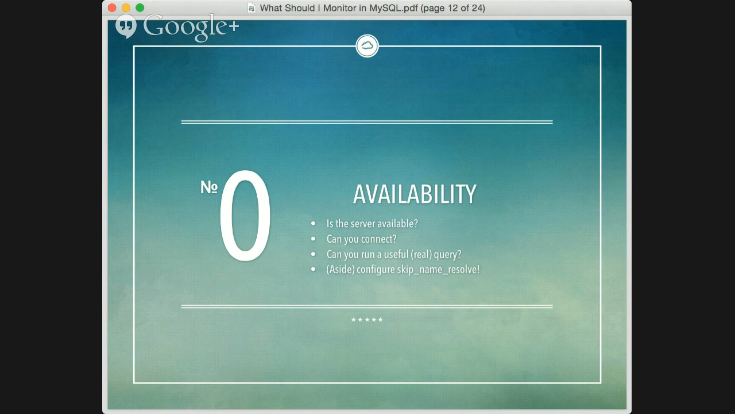If it hasn't caused a problem for you and you don't have skip-name-resolve set, you should probably configure that, because at some point someday DNS will get overloaded or slow or unavailable, and everything will be failing to connect to the database. So available: is the database server running, connectable and usable? That's the most important thing.